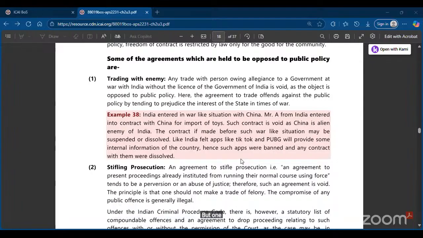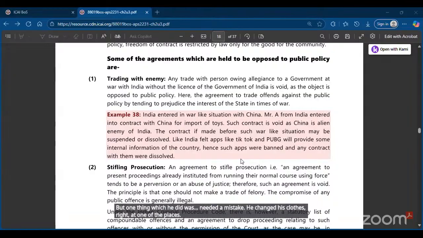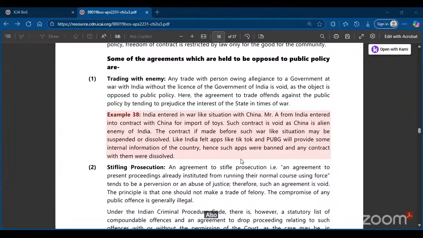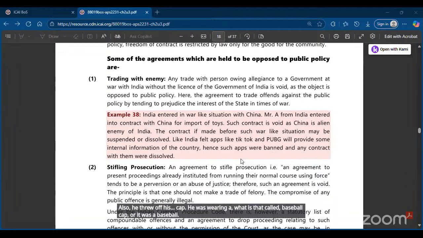But one thing which he did was, he made a mistake. He changed his clothes at one of the places. When he changed the clothes, he threw off his shirt, pant, and also he threw off his cap. He was wearing a, what is that called? Baseball cap. Cap.